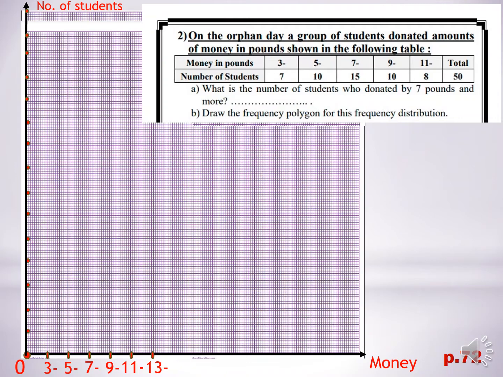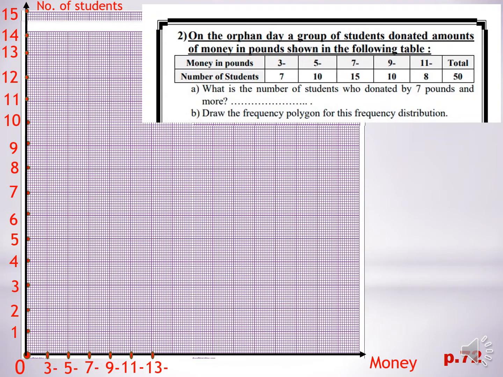On the y-axis, I have to put the table numbers. As here I have the numbers 7, 10, 15, 10, 8, I will not put the numbers as they are. I will write here 1, 2, 3, 4, 5, 6, 7, 8, 9, 10, 11, 12, 13, 14, and 15. All my numbers in the table must be found on the y-axis. And then I will start to draw.